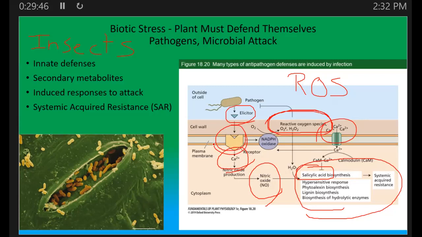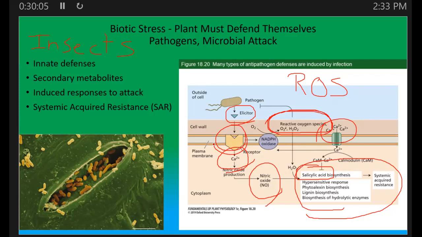And so they try to blast the pathogen with that. So it's kind of like a bomb of free radicals, and hopefully that will discourage or inhibit or kill it. That's kind of one of the first things that will happen. And then you also see all these other pathways kicking in and different responses.